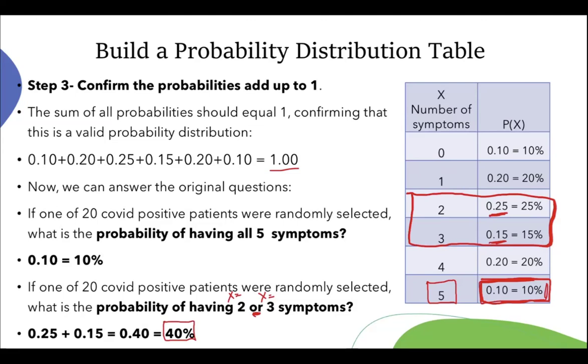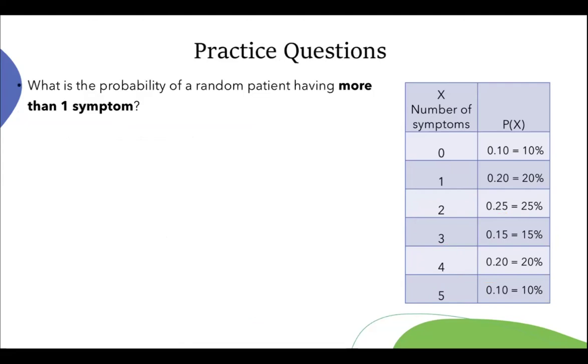Okay, so we use the probability distribution table to answer probability questions. Instead of just guessing what they would be like, as I did before, we look at the actual data, we construct probabilities, and we can answer probability questions using the table. So let's answer some more questions. What's the probability of a random patient having more than one symptom? So we use the table.